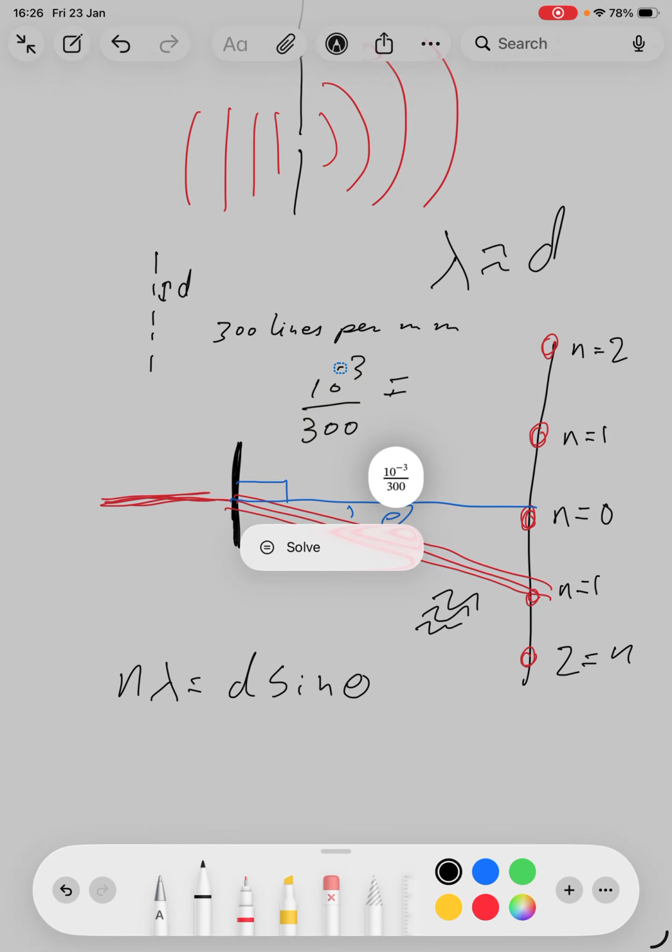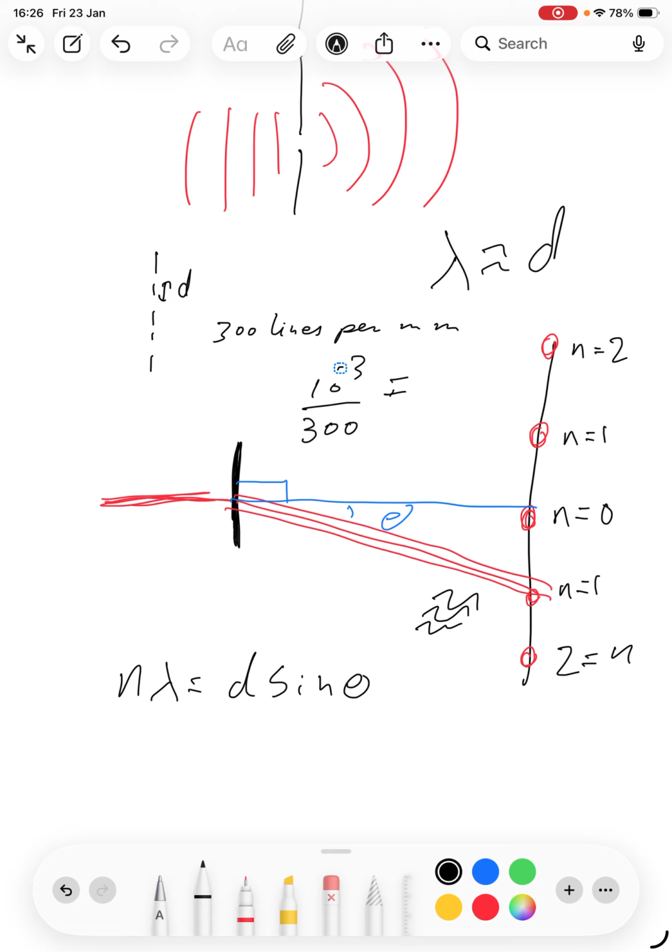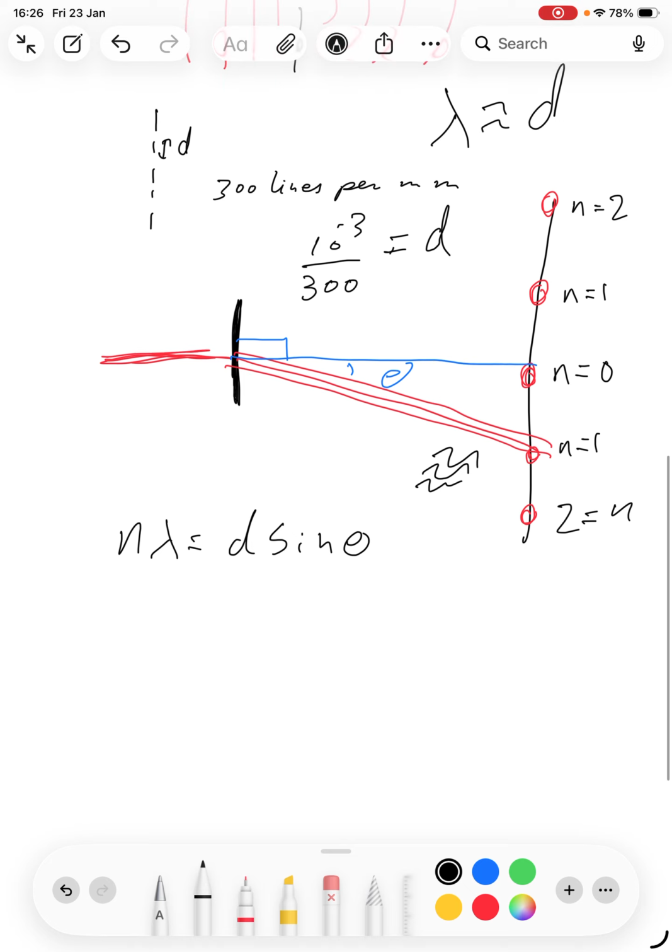We'll see if the iPad can solve it. I bet it can't. And then that's d. I don't know why it didn't give me the answer. I clearly clicked the wrong bit.